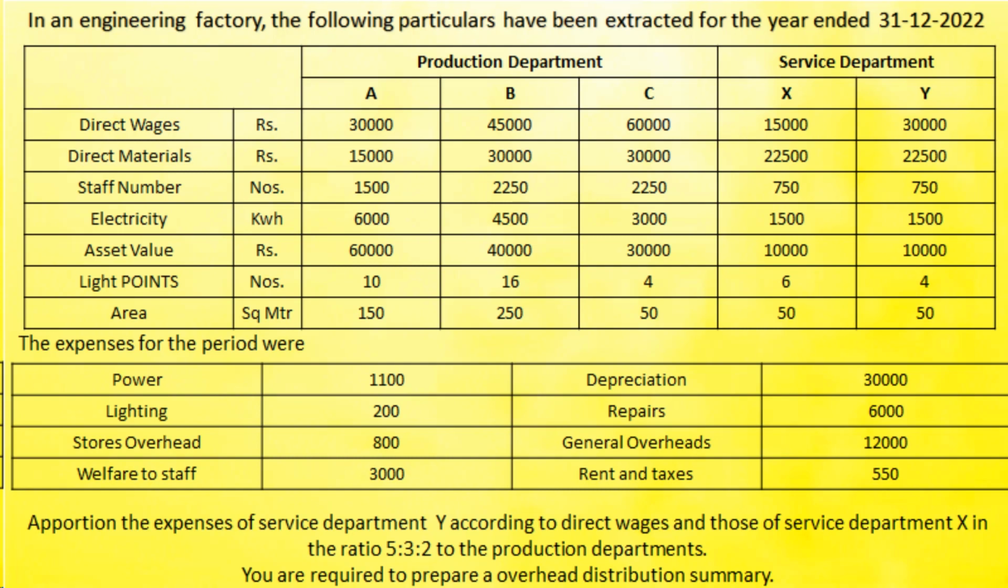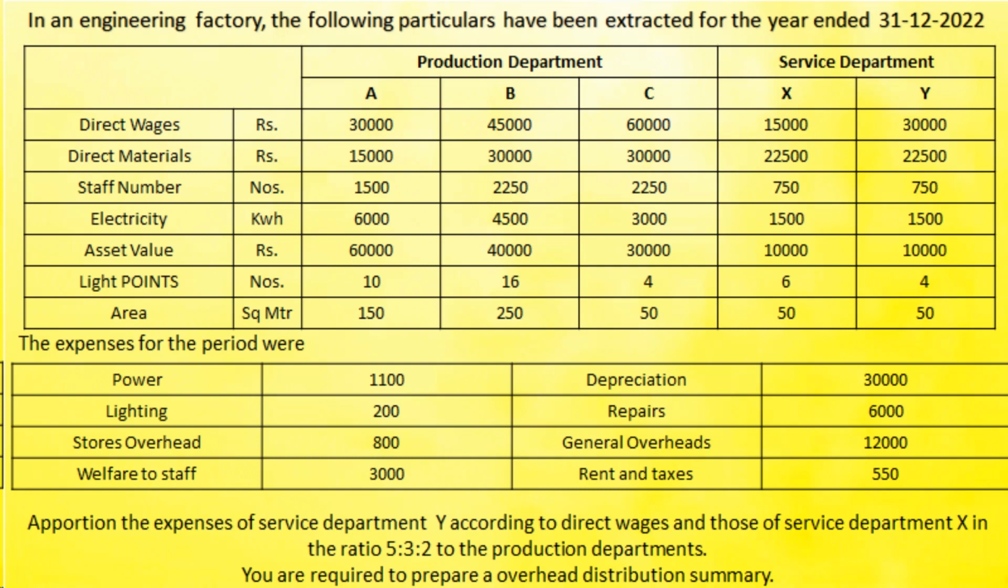They have given the direct wages of each department, direct materials, staff number, electricity, the asset value of all departments, and how many light points are there in each department. Next the area also they have given. Next they have even told certain expenses: power, lighting, stores overhead, welfare to staff, depreciation, repairs, general overheads, then rent and taxes.